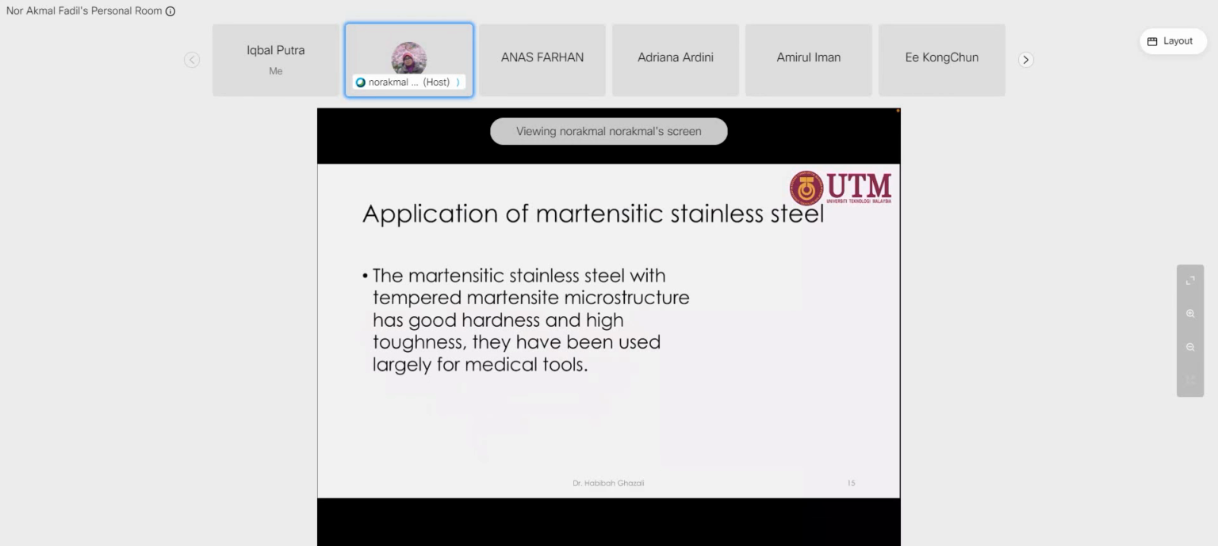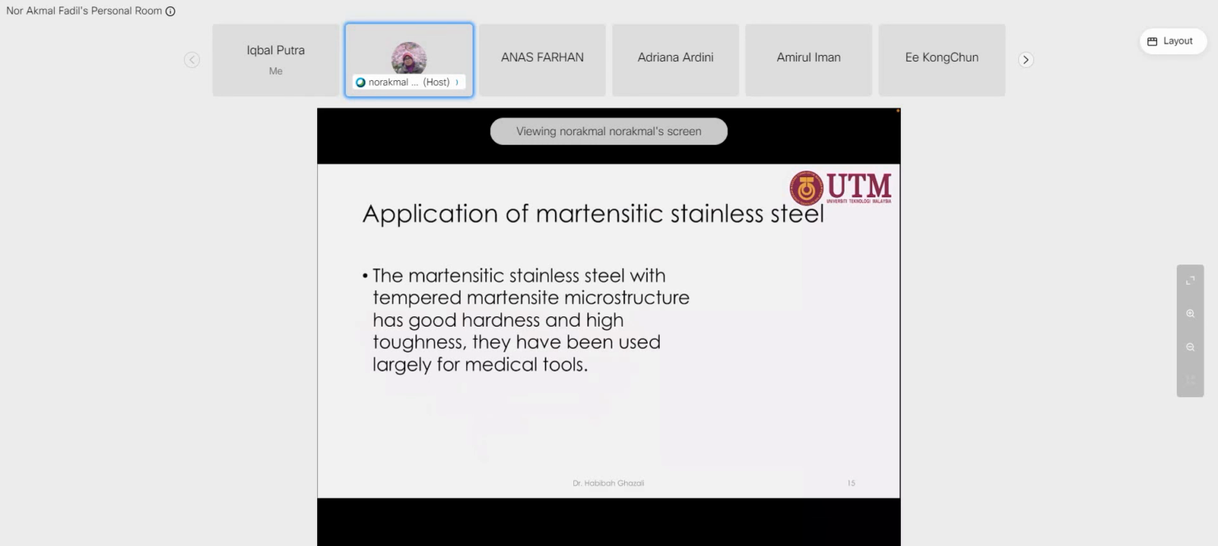So the martensitic stainless steel with tempered martensite microstructure has good hardness plus toughness, and it is used largely for medical tools. Above all, they are for different properties. If you have ferrite or FCC austenite, they differ in terms of strength. And martensite has high hardness plus toughness, similar to plain carbon steel.